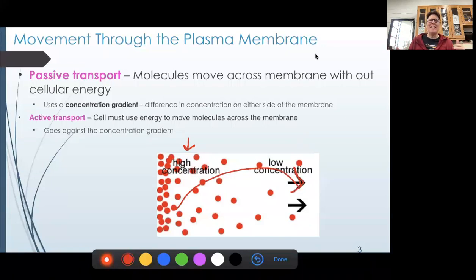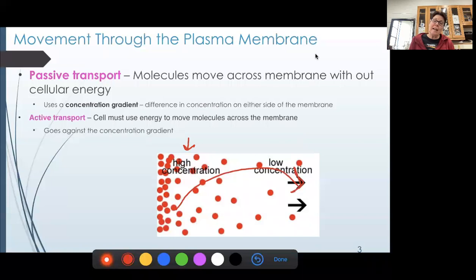Okay. So it's like when somebody sprays perfume, it spreads out. Somebody farts, it spreads out. Okay. So that's called diffusion. When we're moving things from high to low, and it does not require energy.